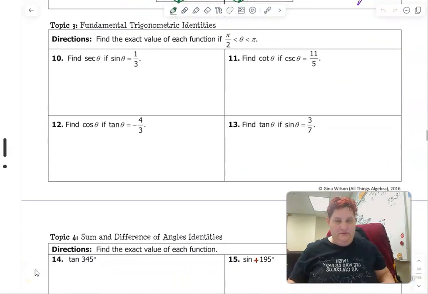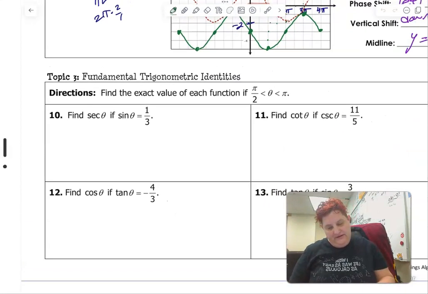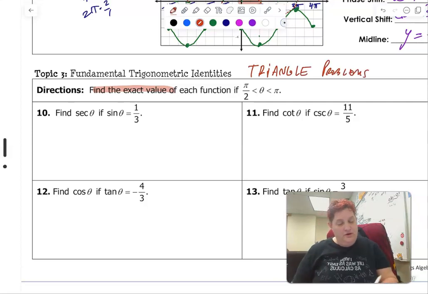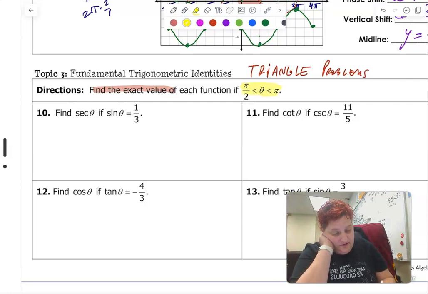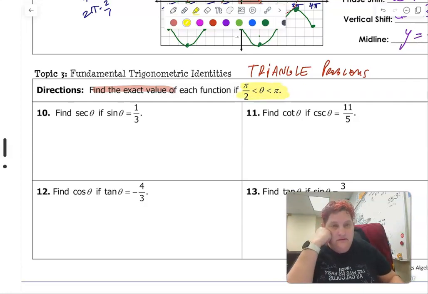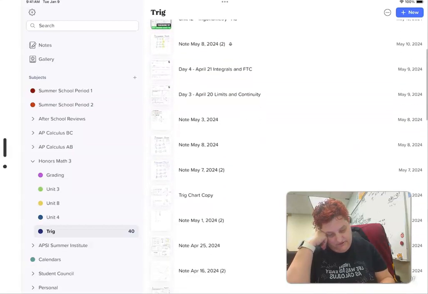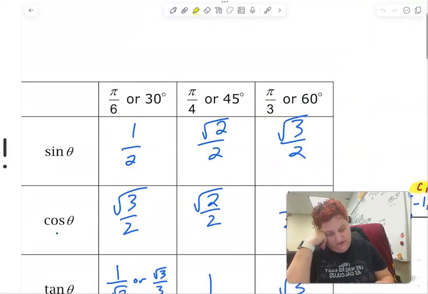Okay, now we're getting into some fun stuff. All right, when you guys get to where it says, find the exact value of each function, and it gives you some information right there, we're going to remember that these are triangle problems. You're going to go ahead and consult your best friend to look at where you would write these triangles, right? There he is. There's my best friend.